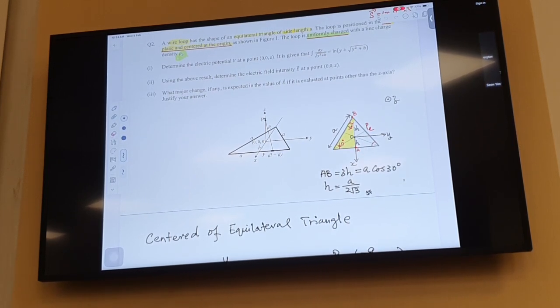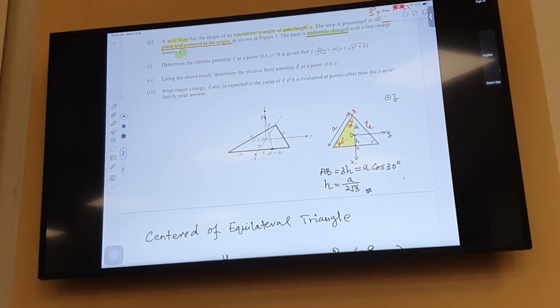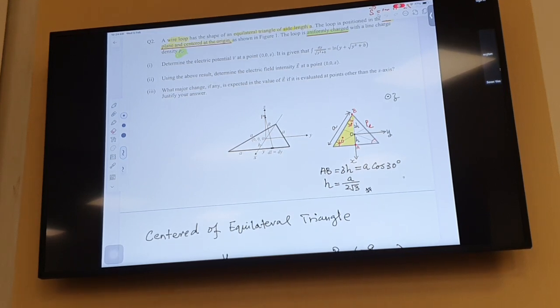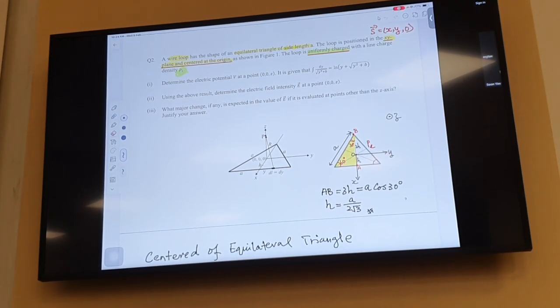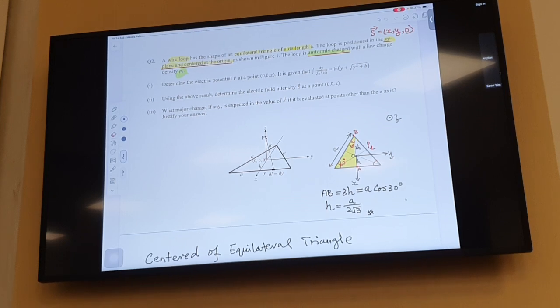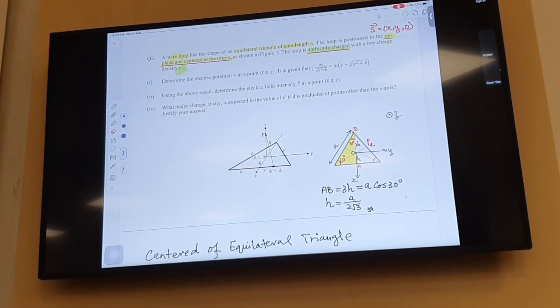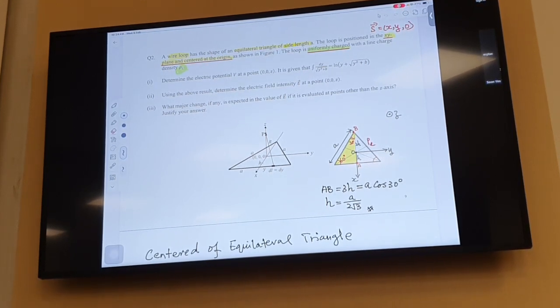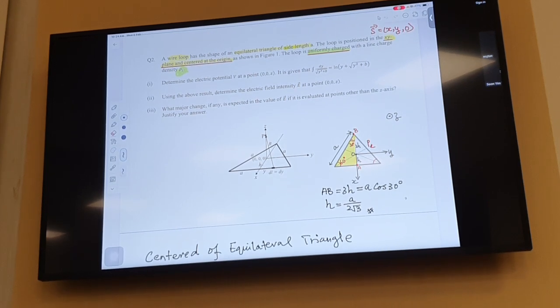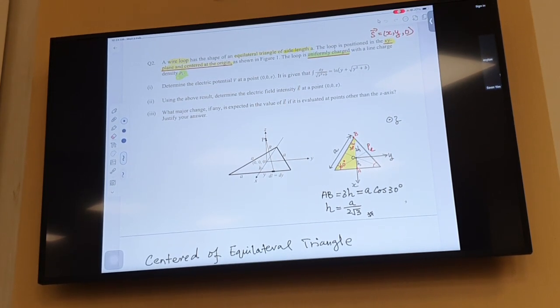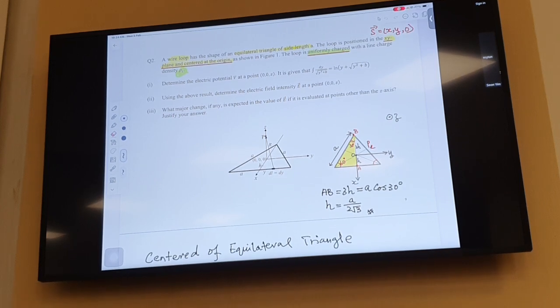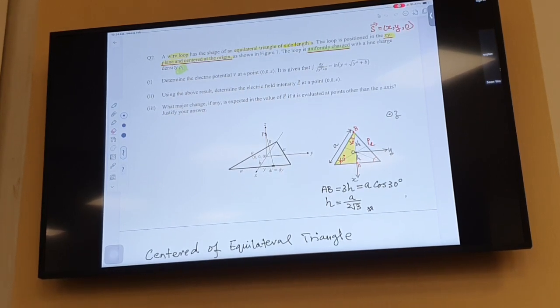The loop is positioned in the XY plane means that all the wire here has z equal to 0, because this wire loop is placed in the XY plane. X and Y we decide later. So we can write in general x, y, z equal to 0.